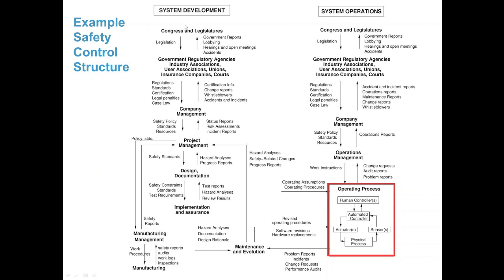On the left, you have system development. Again, it may start with Congress and legislatures. We have all of these quasi-governmental or user associations. We have company management, project management, design implementation. Over on the bottom left, we have manufacturing. There's a lot, maintenance and evolution. In the middle is interactions. There's lots of other interactions which I didn't draw in here just to make it less complex.